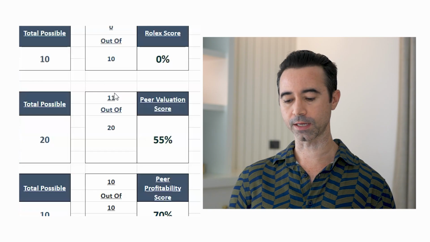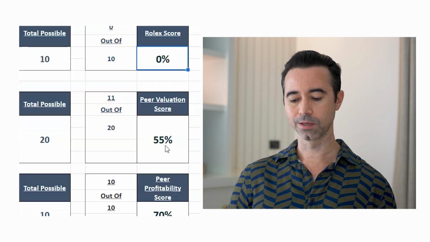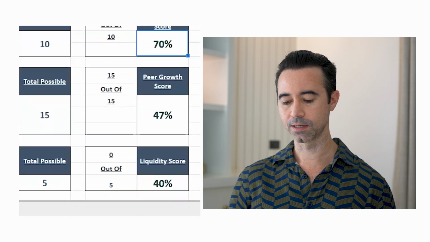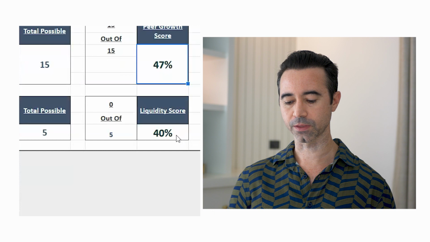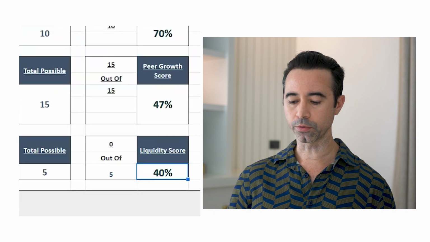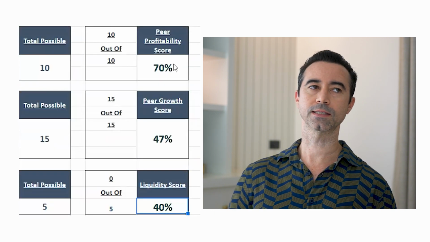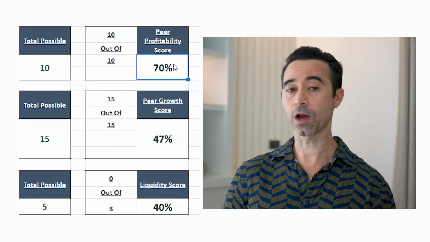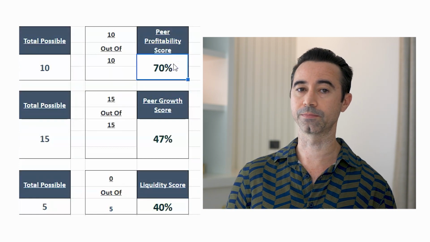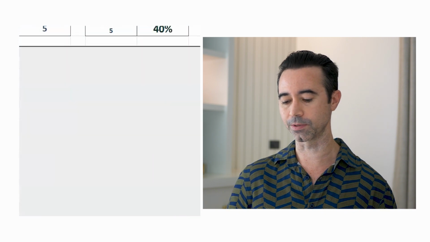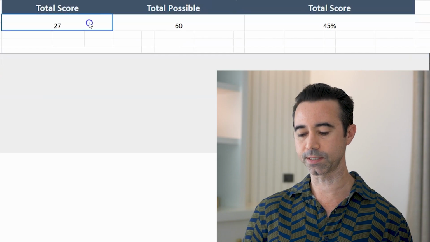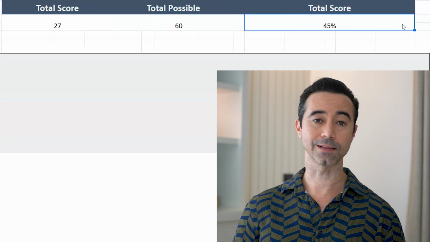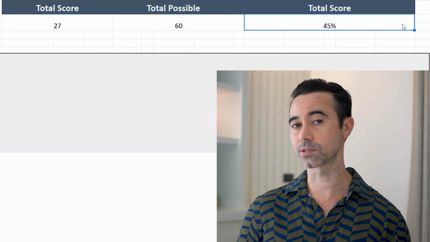To recap real quick, the Rolex score was a 0. Pure valuation was a 55%. Pure profitability was 70%. Pure growth 47%. Liquidity 40%. Only profitability gets a full score, which I think is a passing rating. Interestingly enough, I didn't think that was going to happen with this company, but it did. And we have a 27 out of a total possible of 60, which is a 45%. I like to see this at 70 or higher personally.